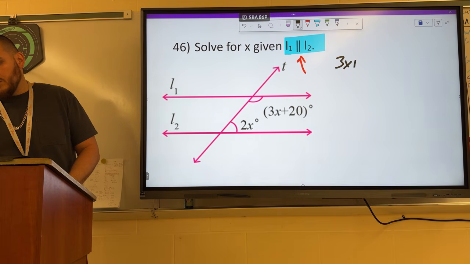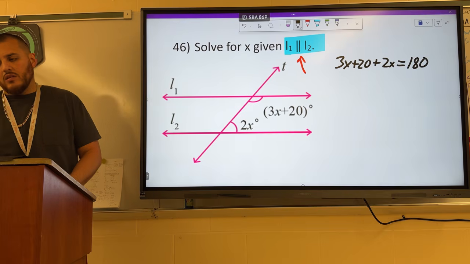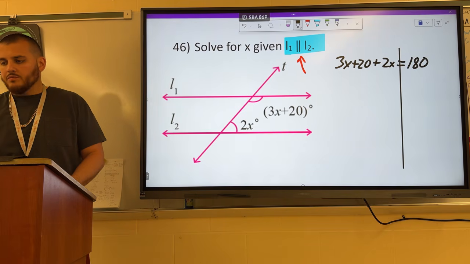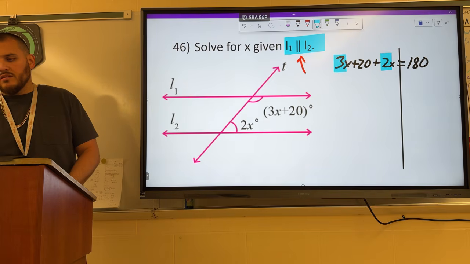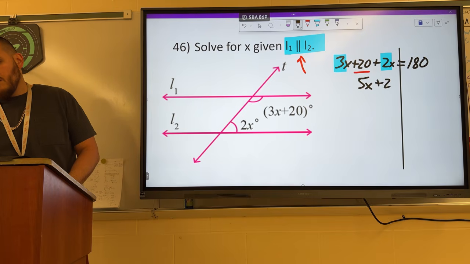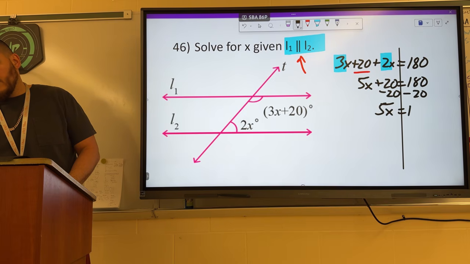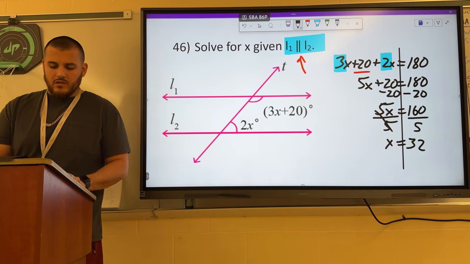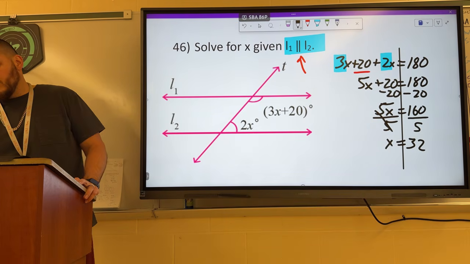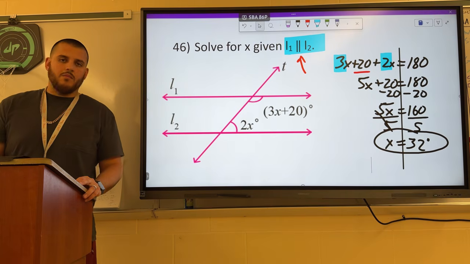So that means the 3x plus 20 plus the 2x has to equal 180 degrees. Supplementary things add up to 180. Right? Combining like terms, 3x and 2x gives me 5x. Positive 20 still there on the left, equal to 180. I can get the 5x alone now by subtracting 20 from both sides. That gives me 5x equals 160, and then I can solve for x by dividing both sides by 5. Pretty sure that's 32. Let me double check. Yep, 32 degrees for x in this example.